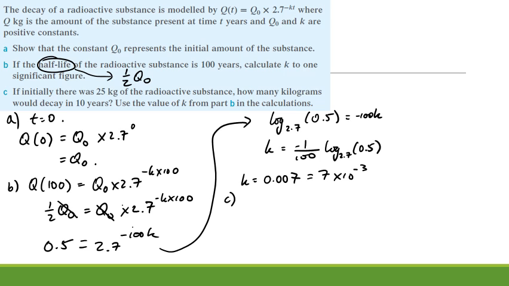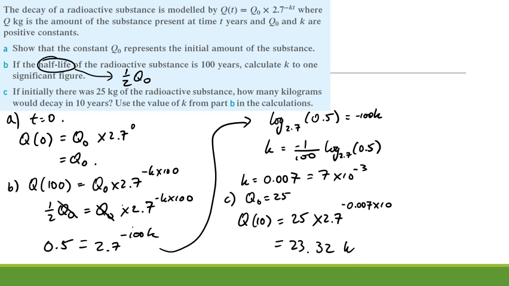C. If initially there was 25 kilograms of radioactive substance, that means Q naught is equal to 25. How many kilograms would decay in 10 years? So we want Q of 10. So simply sub in the values. 25 times 2.7 to the power of negative 0.007 times 10. Put that in the calculator, then we get 23.32 kilograms.